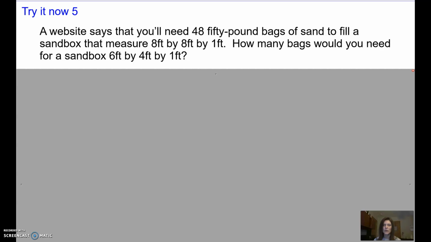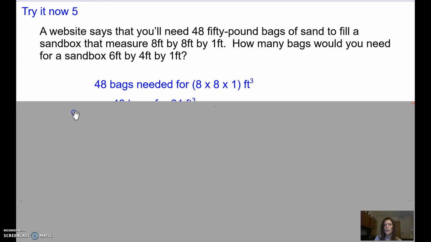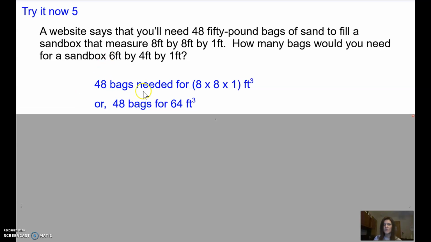Okay, here's a problem where they give me some information that I'm really not going to use. I don't care how big the bags are. I don't care if they're 50 pounds, 100 pounds, or 200 pounds, because the question is how many bags I'm going to need, not how many pounds. So that part of it is a little bit irrelevant. But what we do know is that 48 bags are needed for that 8 by 8 by 1 foot sandbox. Well, that's 64 cubic feet.